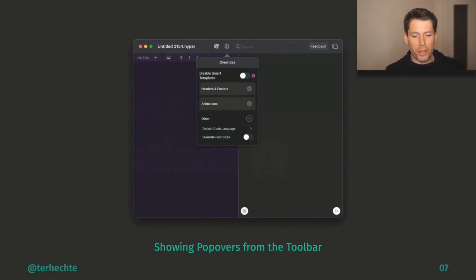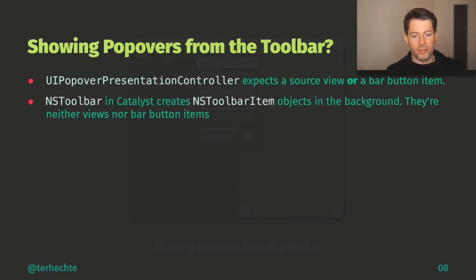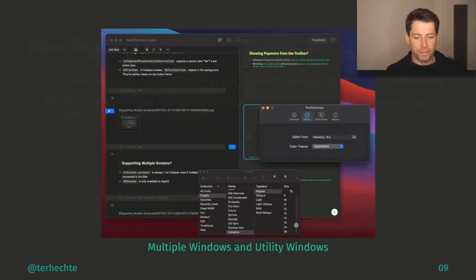So one of the things is that I wanted to show popovers if a user taps an icon in the toolbar. Now this sounds like something that should work, but it doesn't. And the reason for that is that the UIPopoverPresentationController that you have in your iOS app requires a source view or a bar button item. But the NSToolbar in Catalyst has NSToolbarItems. And when you tap on one of these NSToolbarItems, then these can't be used for the popover presentation controller and the app will crash.